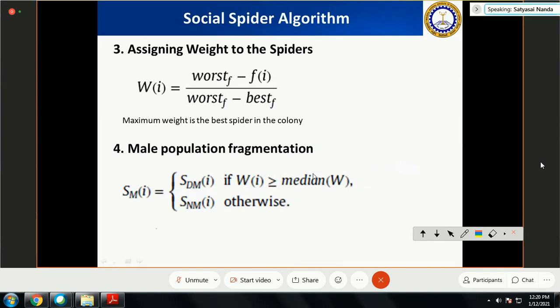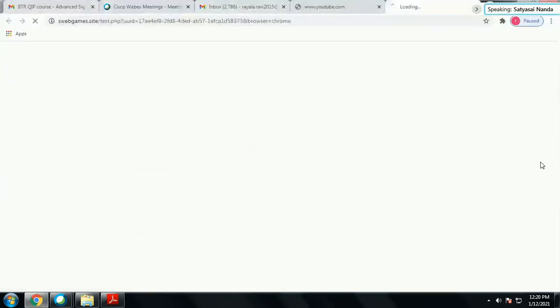And among the male spiders, that is the 30 to 40% male spiders, we calculate the mean of the weight. So if any particular spider's weight is more than the average weight of the male spiders, then we call it a dominant male spider. These dominant male spiders are responsible for sexual interaction with the female spiders, through which the baby spiders get produced.